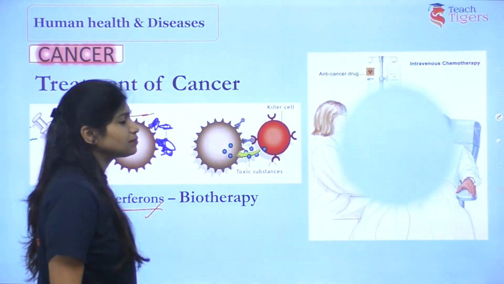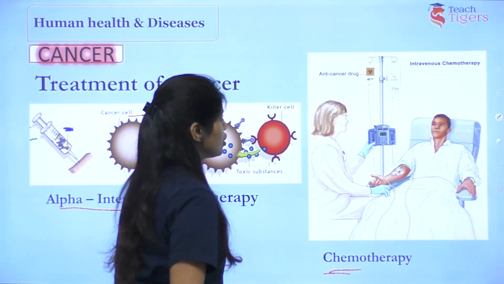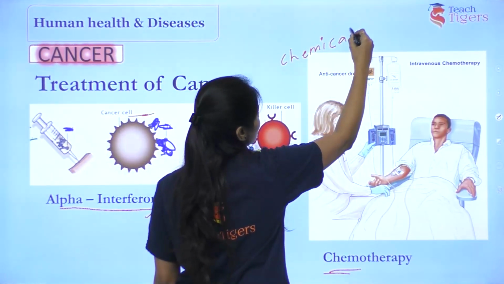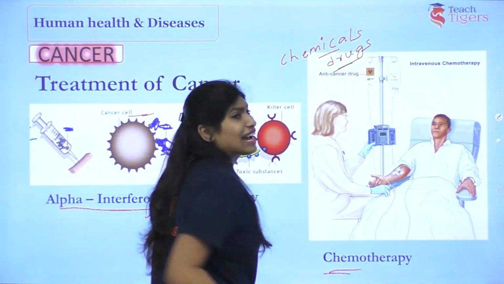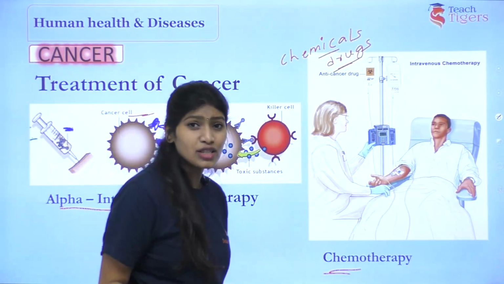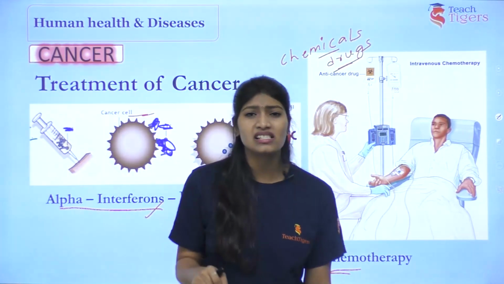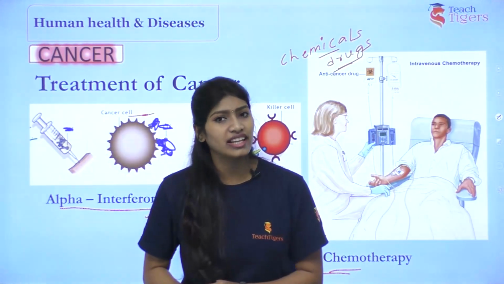The next one is chemotherapy. In chemotherapy, what will they do? They will introduce chemicals. You can understand, chemo means chemicals and drugs. These are high intensity drugs that are injected into the body, and these chemicals will identify the cancer cells and destroy them.